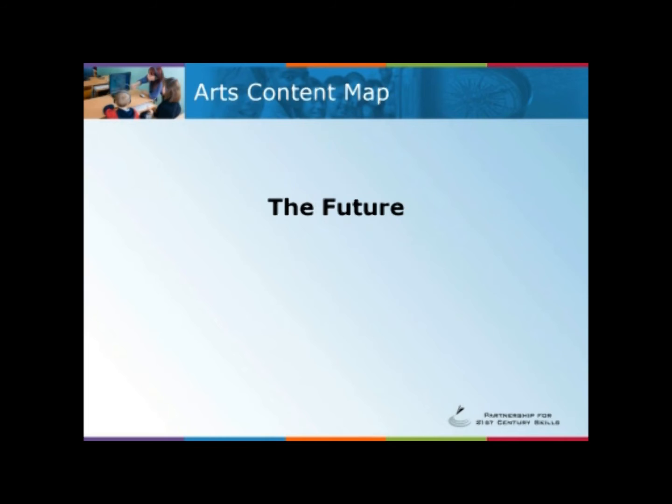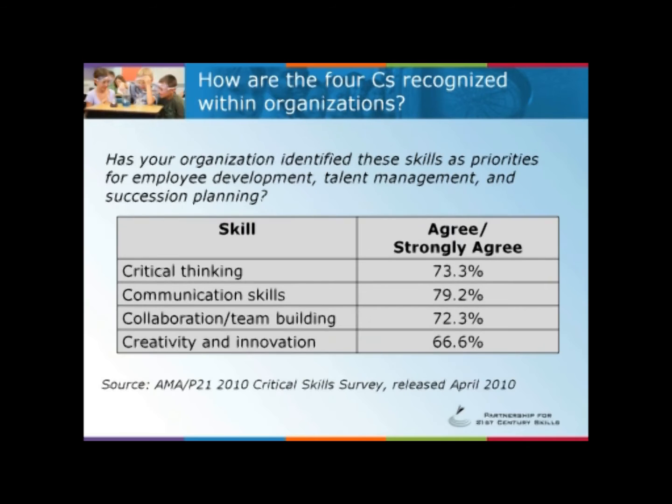So why would a decision maker care? Well, here's a study that the AMA and P21 did just a little bit ago in April, and they asked executives, has your organization identified these skills as priorities for employee development and talent management and so forth? And you can see those numbers there. Almost 80% said that communication skills are absolutely essential for their employee development and planning. Critical thinking, collaboration, and creativity were all up there.